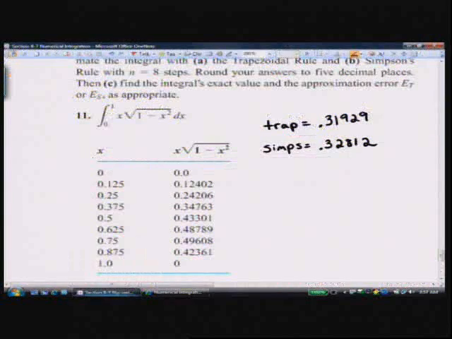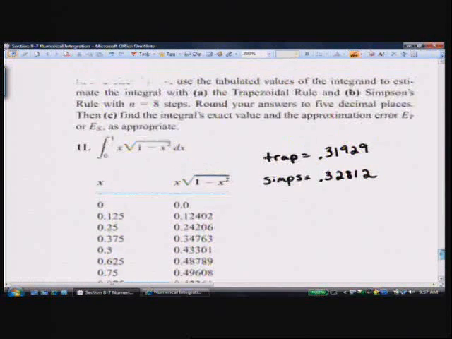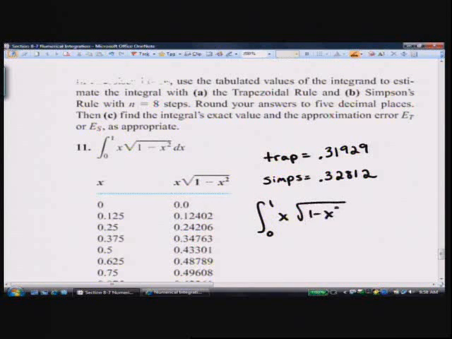Okay, so that was the first thing they want you to do. It says round your answers to 5 decimal places, which you did. Then find the integral's exact value and approximate the error. So we actually get to do this by hand. How are we going to integrate the integral from 0 to 1 of x times the square root of 1 minus x squared dx?